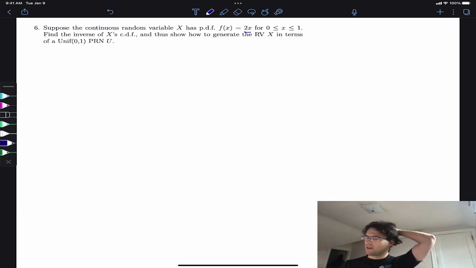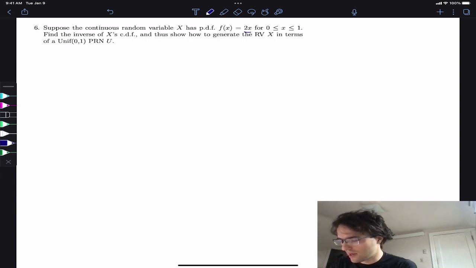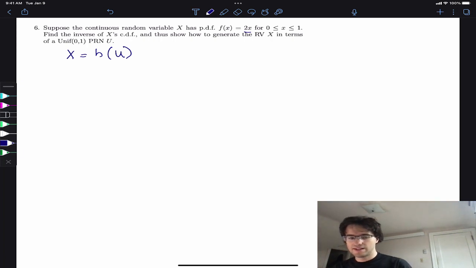So what this question is really asking is, we have this random variable x with some PDF, and given a uniform 0-1 random variable, how can we generate this variable x? At the end of this question, we're going to have x equaling some function of u, and that's going to be our answer. What we're trying to find is what function of u, that is, what transformation do we need to apply to our uniform random variable so that we generate x?